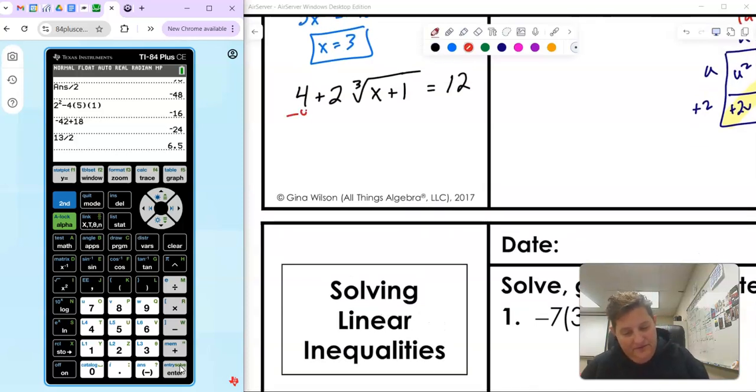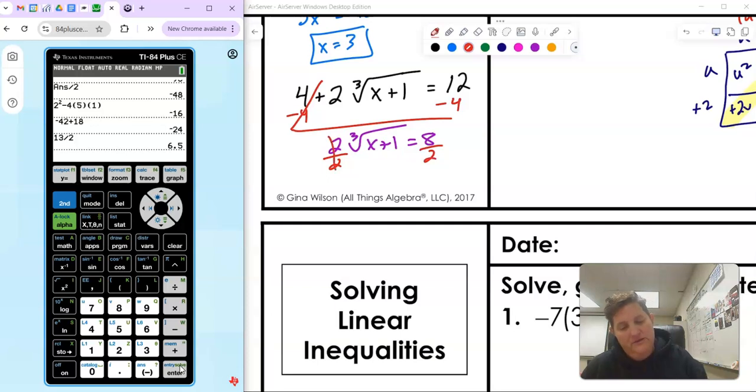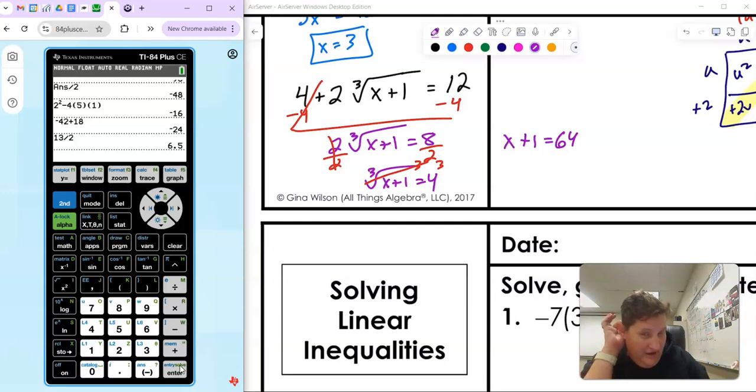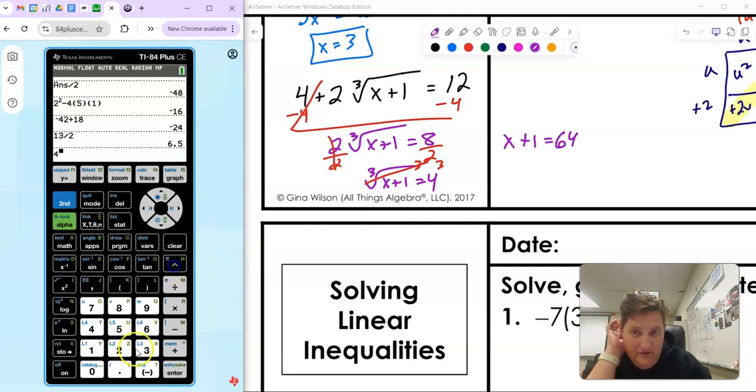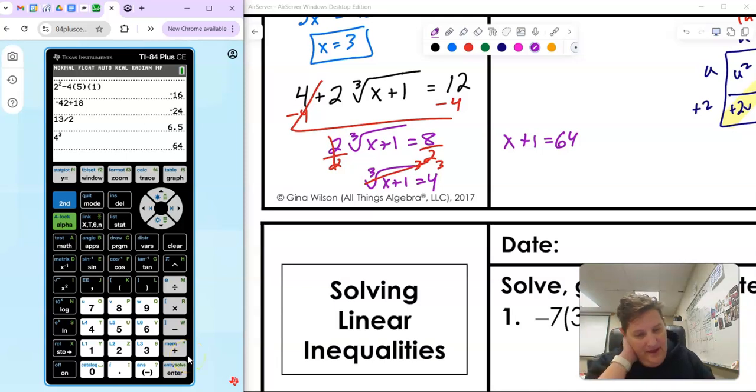So here's what we do. First, subtract the 4 over, so I get 2 cube root of x plus 1 equals 8. Then divide the 2 over, so I get cube root of x plus 1 equals 4. Cube both sides to get rid of that. This time when I cube both sides, I get 4 cubed, which is 64. If you're not sure how to do that, just do that on here: 4 to the third. And then, last but not least, subtract 1, and I get x equals 63.